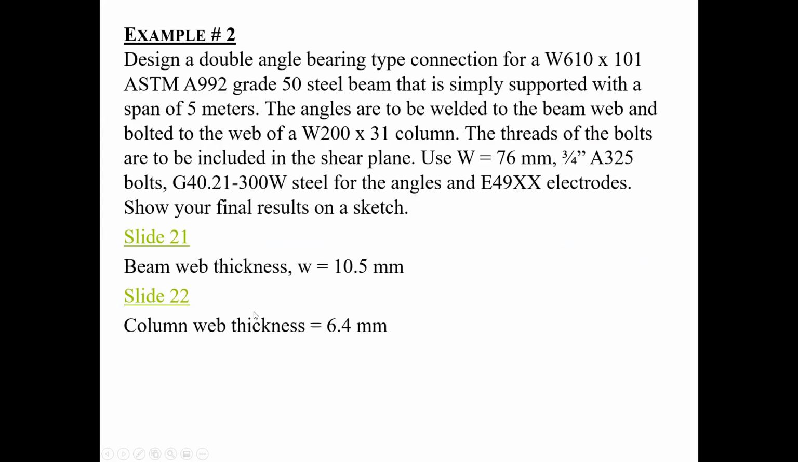Now, the column thickness. So I am welding it. In other words, what's happening here is I have to be careful again. Okay, so what's happening here? This is my column, like this.